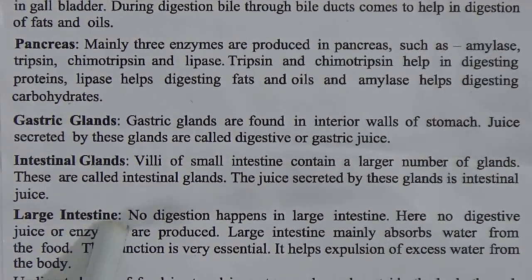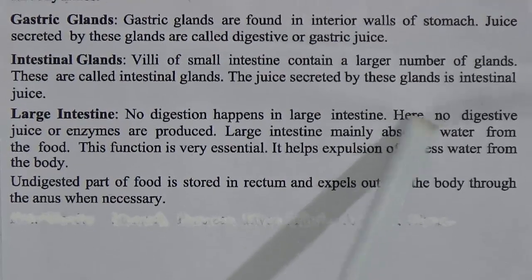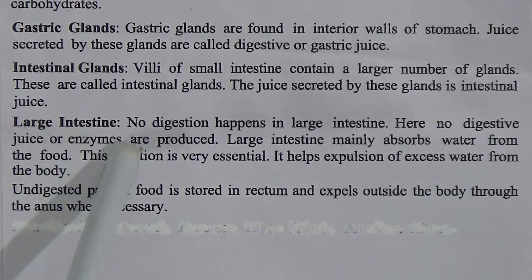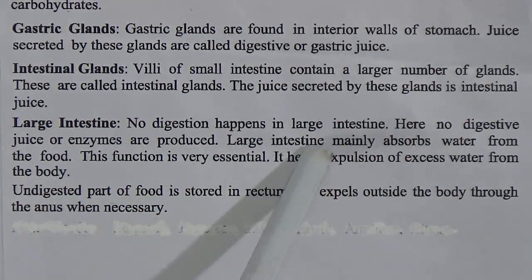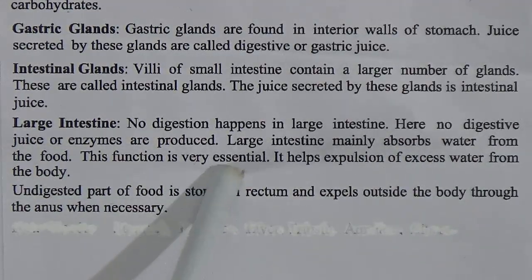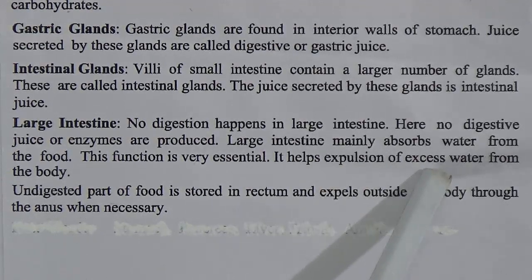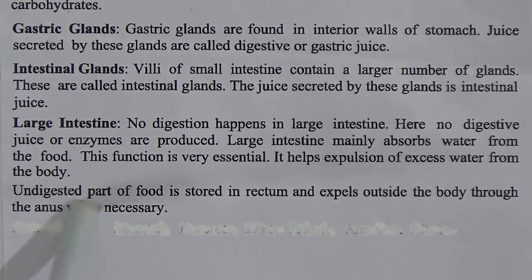Large intestine. No digestion happens in the large intestine. Here no digestive juice or enzyme is produced. The large intestine mainly absorbs water from the food. This function is very essential. It helps expulsion of excess water from the body. Undigested part of food is stored in the rectum and expelled outside the body through the anus when necessary.